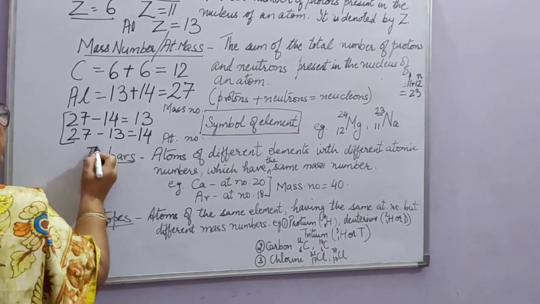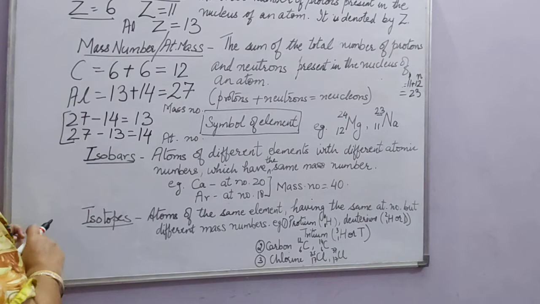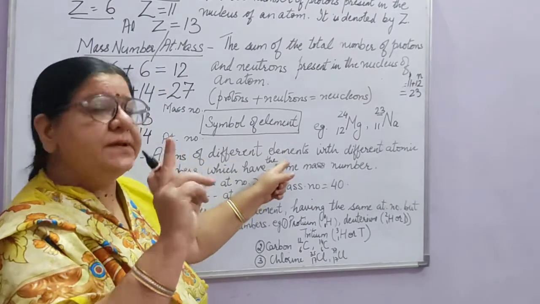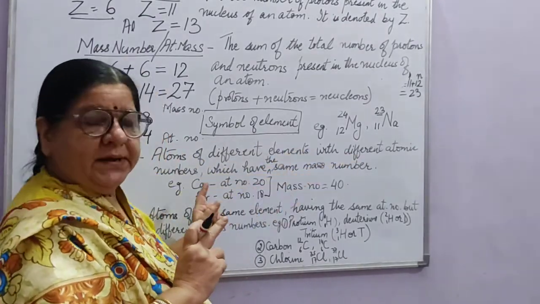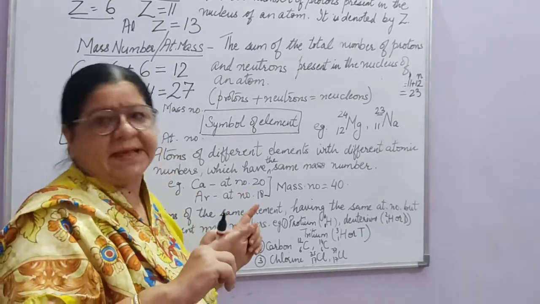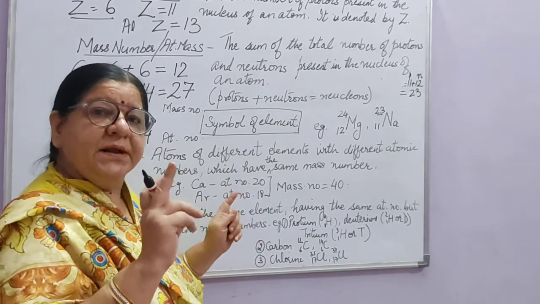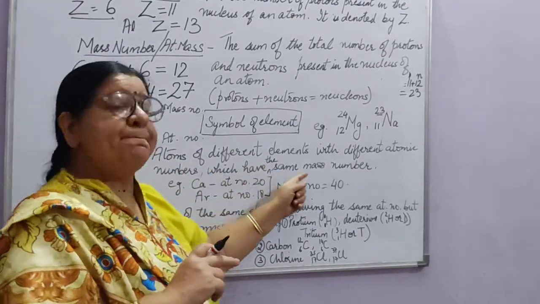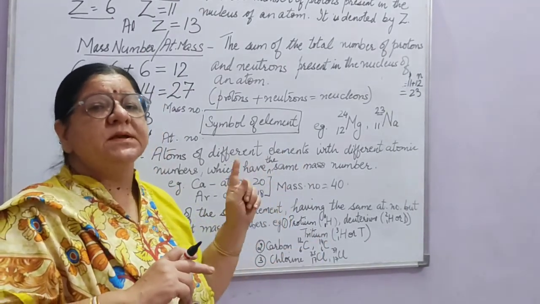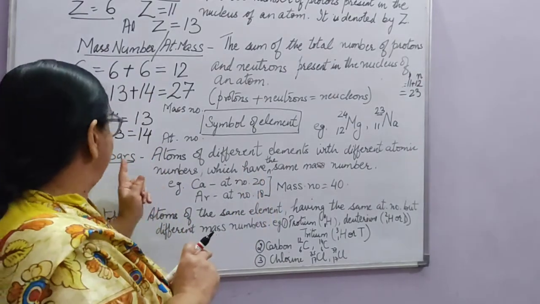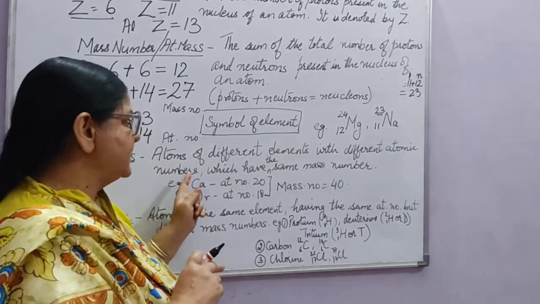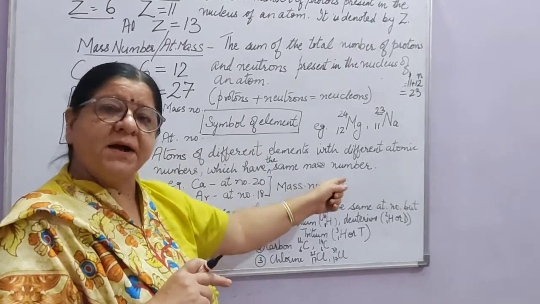Then comes the next term, that is isobars. What are isobars? They are atoms of different elements, two different elements with different atomic numbers, because the atomic numbers of any two elements can never be the same, right? It will always be different, which have the same mass number. Mass number can be the same, but atomic numbers cannot be the same for two different elements. So isobars are atoms of different elements with different atomic numbers which have the same mass number.